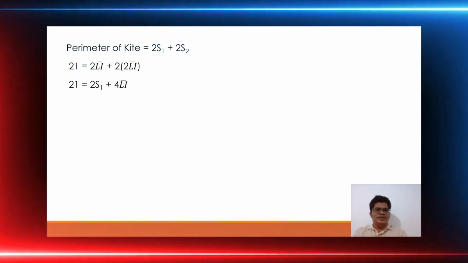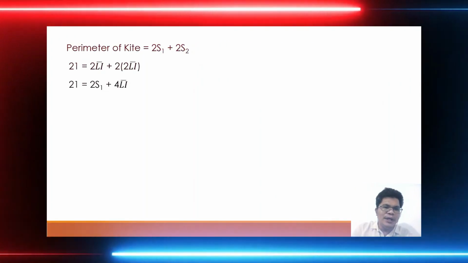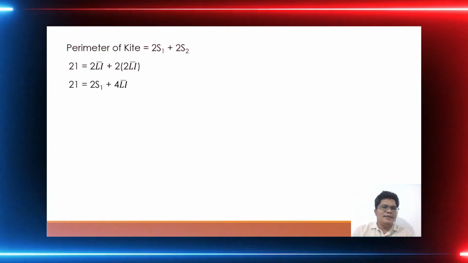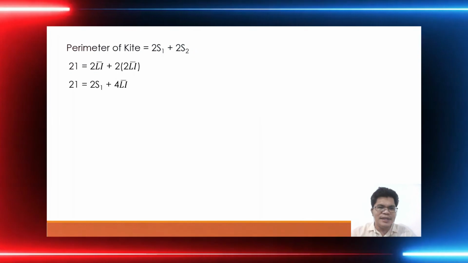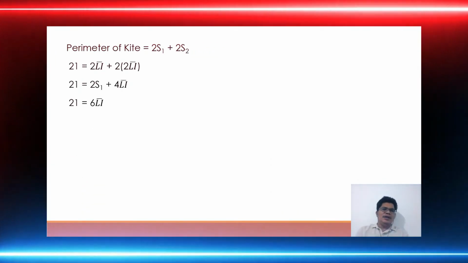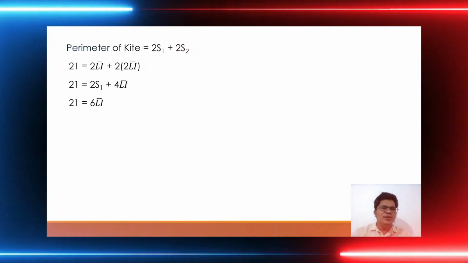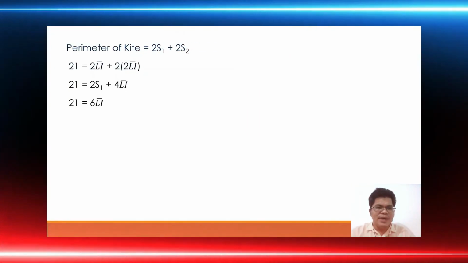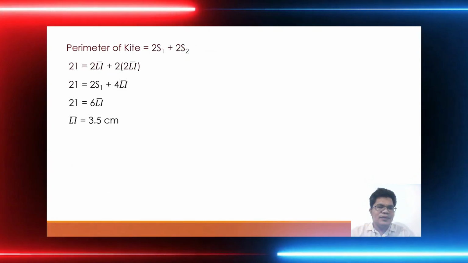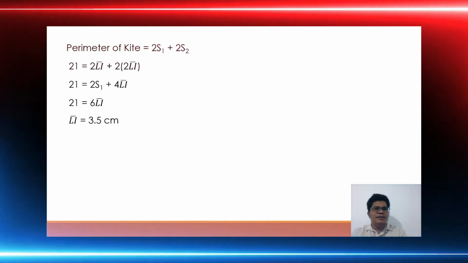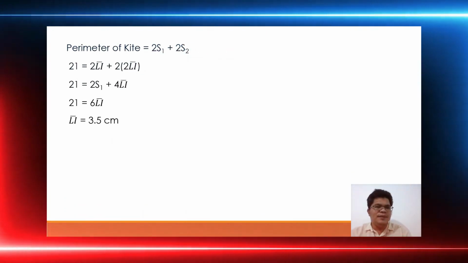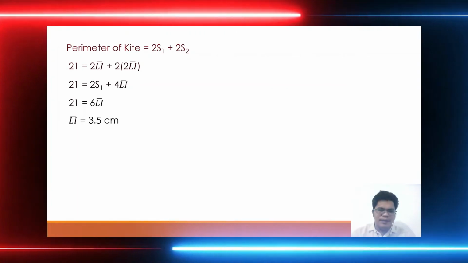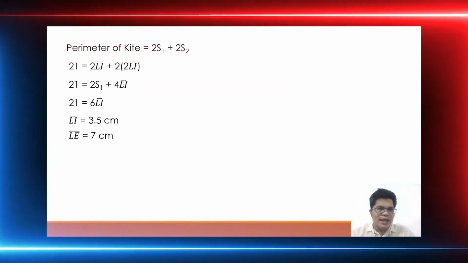Now 21 equals 2s sub 1 plus 4LI. By combining like terms, meaning s sub 1 is the same as LI, it becomes 21 equals 6LI, meaning we're going to combine like terms. Divide both sides by 6, so it becomes 3.5. So the measure of LI equals 3.5. So therefore, if the measurement of LE is twice the measurement of LI, then LE equals 7 cm.